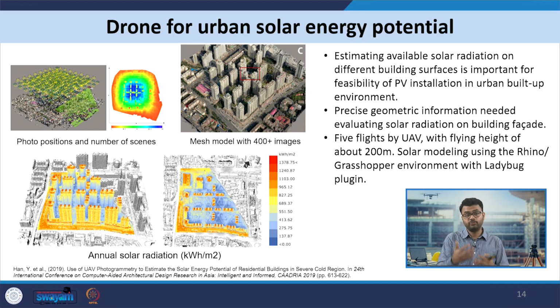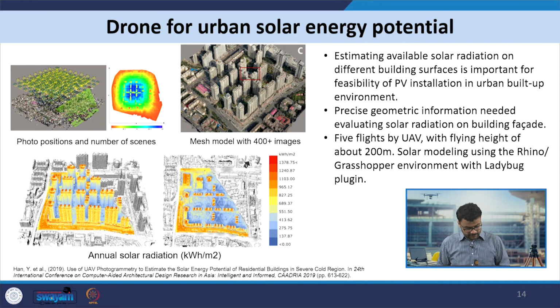For example, some of you may be aware that the ideal location for installation of a solar panel is when it is facing in the southwest direction and at an angle between 20 to 40 degrees. So one question can come to your mind: which are the ideal places, or which are the best places, to install these solar panels in a given urban area?